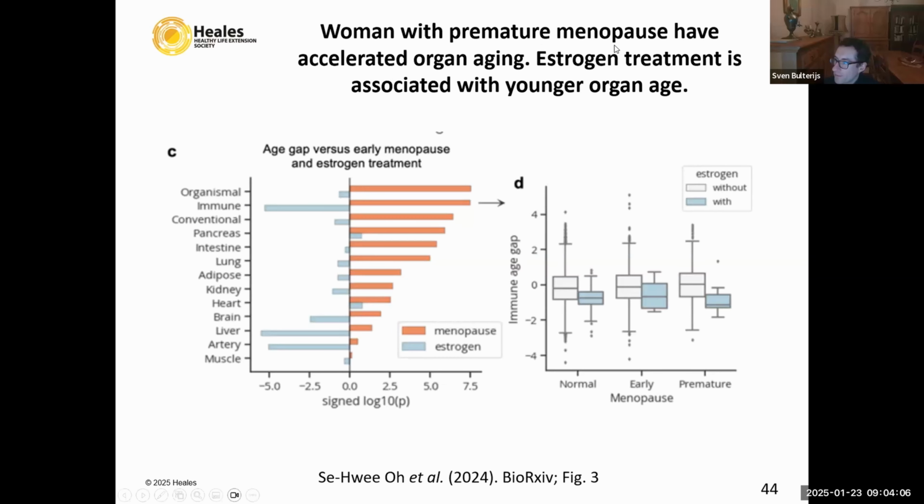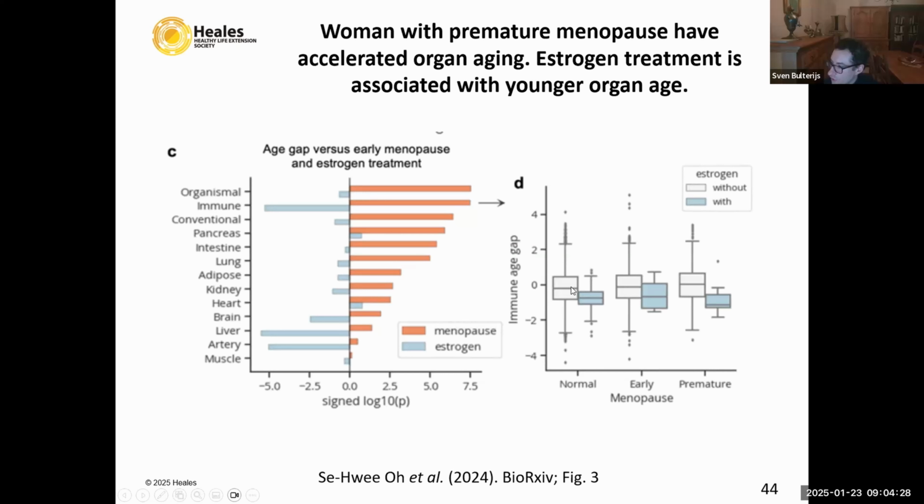Women who have premature menopause have accelerated organ aging. Here you can see the aging in all of these different organ systems in women who have premature menopause. And when you treat women with estrogen, you see decreases in these different clocks here. And that you see here as well.